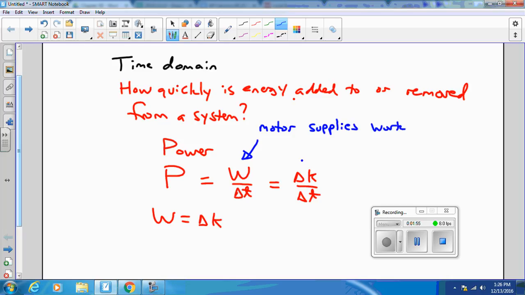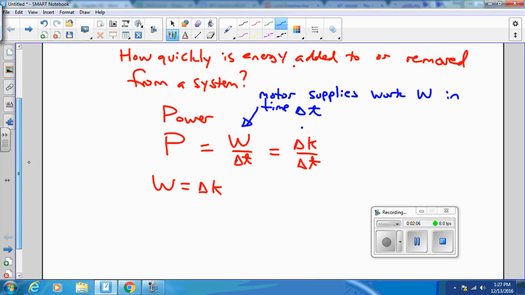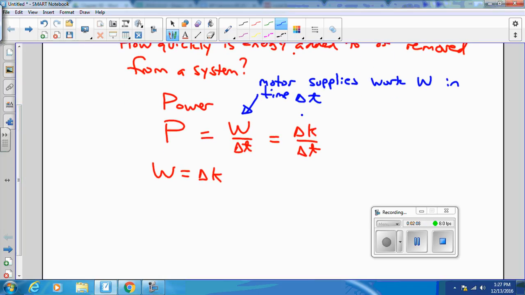and it supplies work W in time delta T, then we could measure its power by saying how much work did you do in a given amount of time, and then we would get the power by dividing both by time. You can see when we do that the power that we get is measured in joules per second, and 1 joule per second is a watt. You've probably heard of watts before. For example, light bulbs are measured in terms of watts.